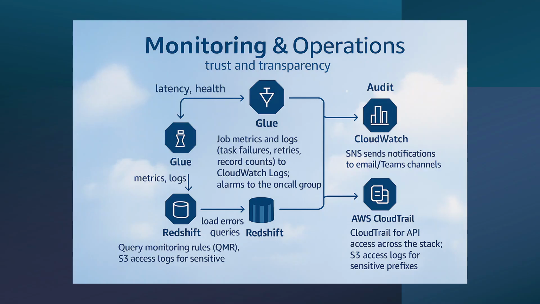And for data quality checks, each Glue job logs source to target row counts, duplicate rates, and null percentages. We publish these as custom CloudWatch KPIs. So if, let's say, record counts drop unexpectedly, we get a data quality alert before analysts see bad data.